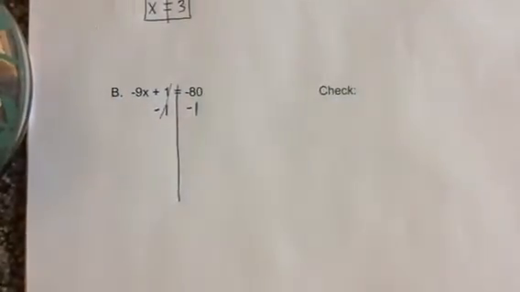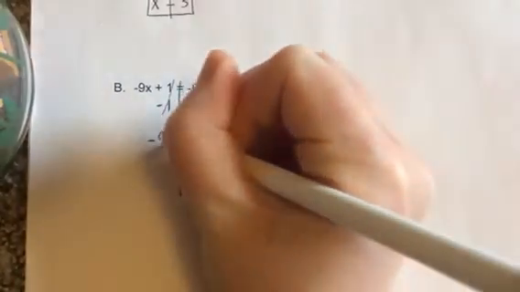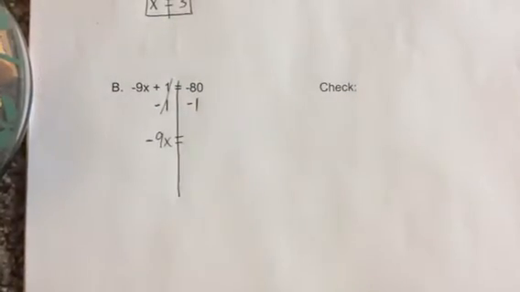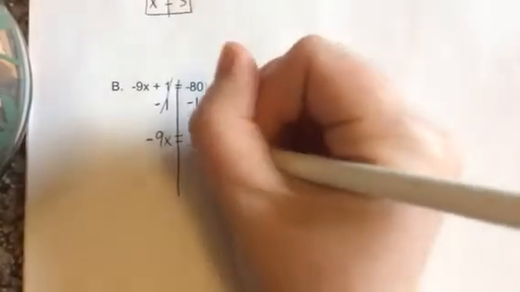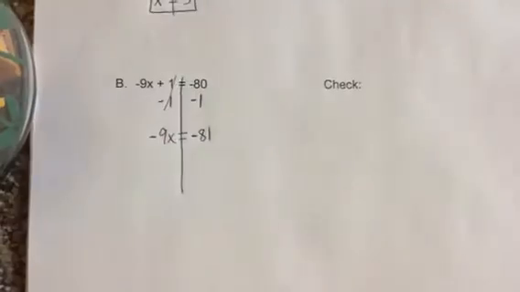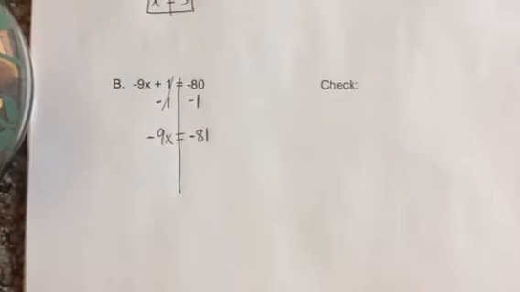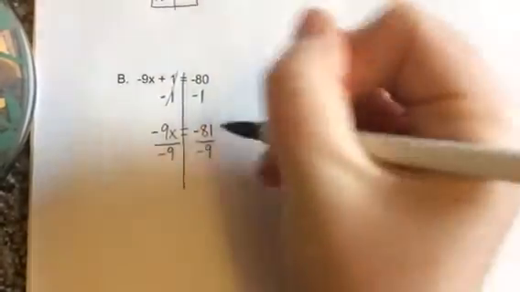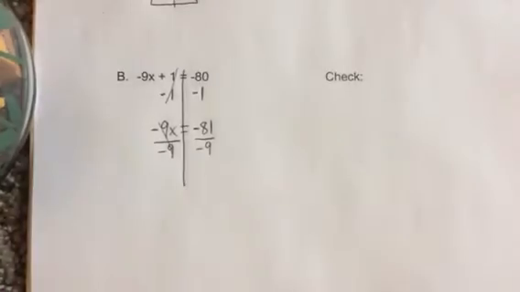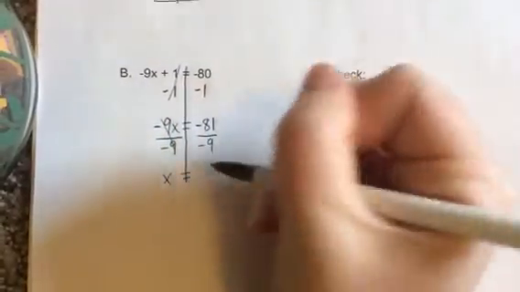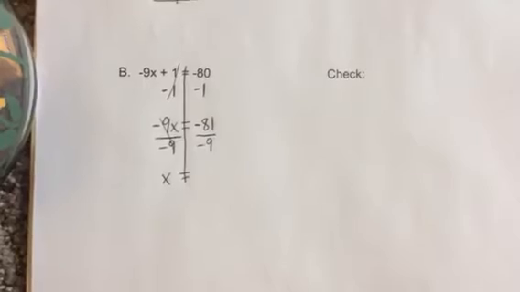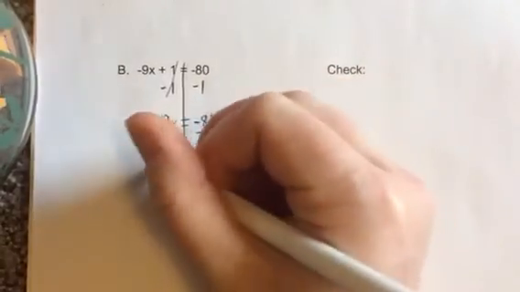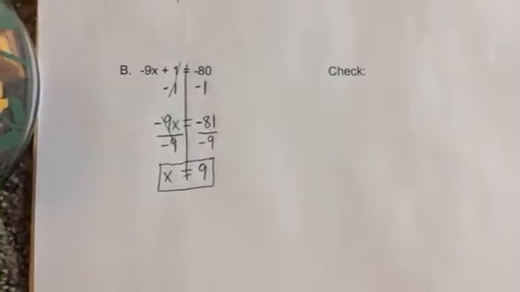So those go away. Positive 1, negative 1, they just cancel out. So now we have negative 9x equals, careful, on the right side that's a negative 80 minus 1, so that's going to be negative 81. And then finally I can divide by my negative 9. So just like the last problem, those divide away, and I have x equals negative 81 divided by negative 9 is a positive 9. So there's my answer.